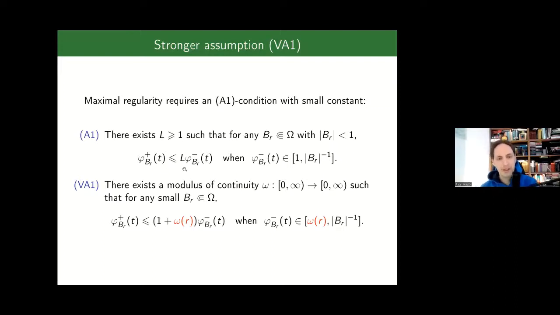So the constant L should be small if we take a small ball. So we can write it with this function omega, which depends on the radius of the ball. So L is 1 plus omega. And then when R goes to 0, omega goes to 0, so the constant goes to 1. And additionally, this should hold not only from 1, but from this smaller value.